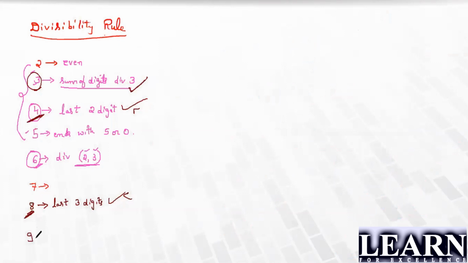Okay, divisibility of 9. If you want to check the divisibility of 9, I can use the same multiple of 3 rule, that is nothing but the sum of digits divisible by 9. When I'm talking about the sum of digits, you need not take the sum. You can just cancel out, like how you have done for 3, how you have done for 4, and how you have done for 8. Sum of the digits divisible by 9.